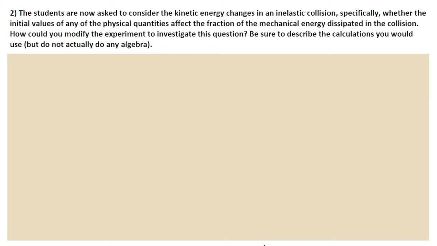So what they're asking you is how will changing m1 or v1 affect the fraction of the lost kinetic energy, essentially. So what I want you to do here is think about the equation that we developed. Perhaps you should go back in your notes if you forgot it, and look at the equation for the fraction of the kinetic energy lost in the collision. Look at the variables that are in that equation, and then answer the question, how would you need to modify the experiment? It says, be sure to describe the calculations you would use, but do not do any algebra.